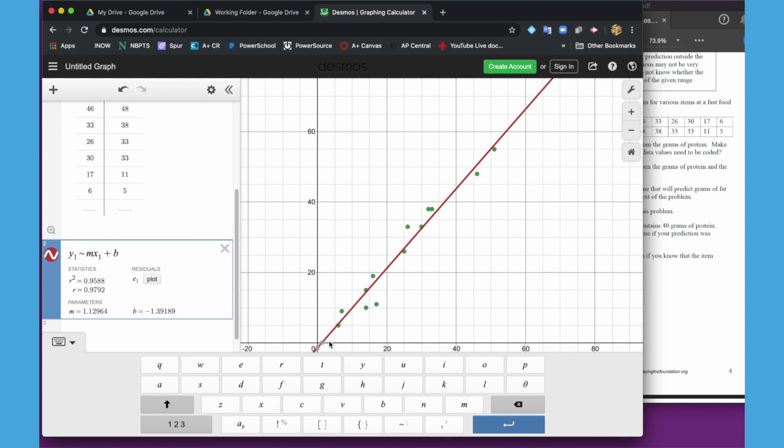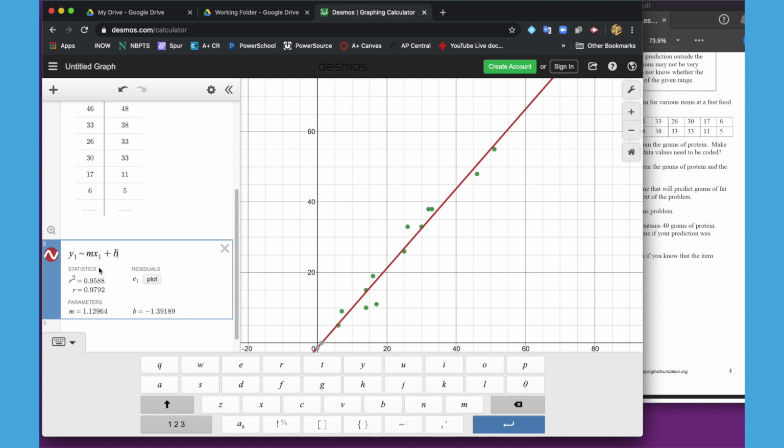So that is telling me definitely that when protein is 0, we expect our fat grams to be negative. Don't we all wish? So it doesn't really make sense, but it is the definition. It is the interpretation. I talked about that more on the TI-84 video that we did.